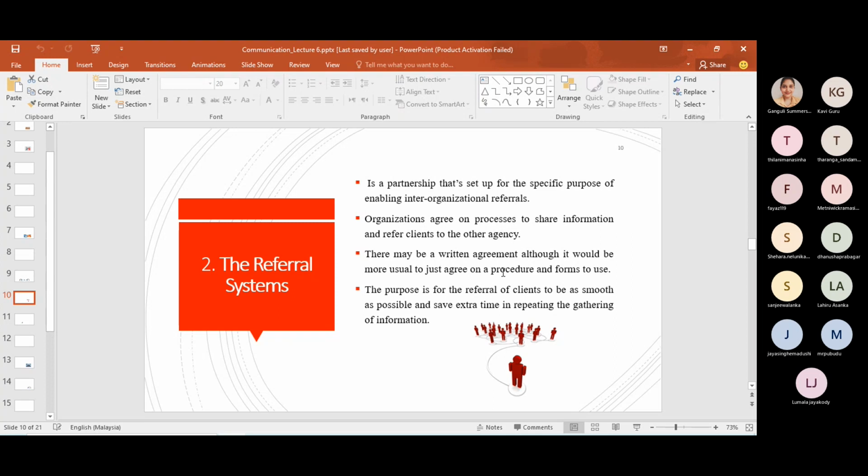Okay, so when there are two organizations involved in a referral system, one organization will refer their clients or their customers or their service users to the other agency.